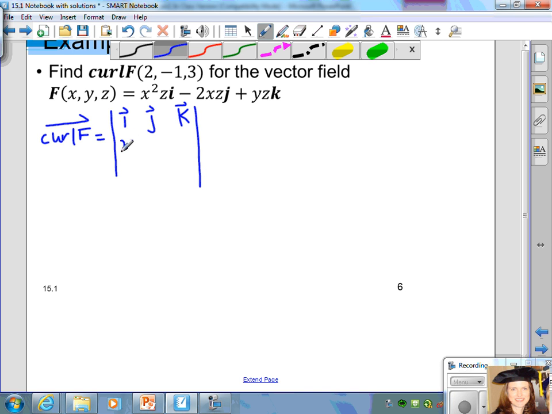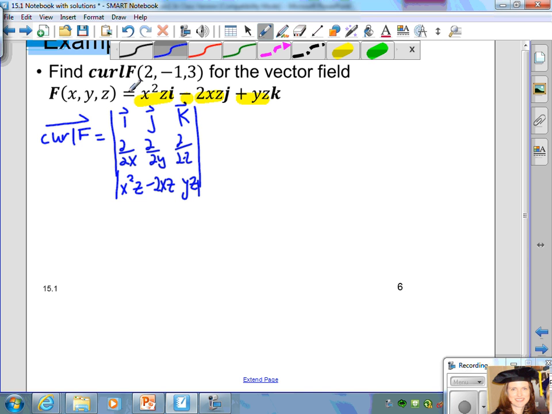The first column is your i column. It's the partial with respect to x, partial with respect to y, and partial with respect to z of the x squared z, minus 2xz, and the yz. I'm just taking those components and putting them in. Now the way you find the determinant is by expansion by minors.